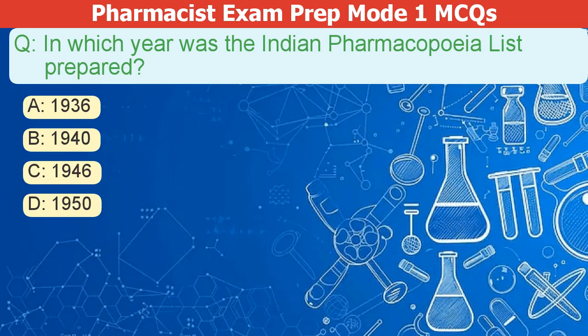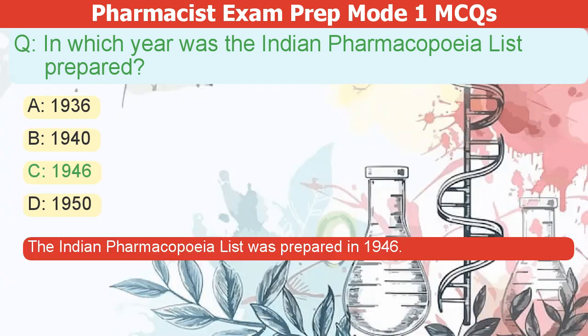In which year was the Indian Pharmacopoeia list prepared? A. 1936. B. 1940. C. 1946. D. 1950. The correct answer is C. The Indian Pharmacopoeia list was prepared in 1946.